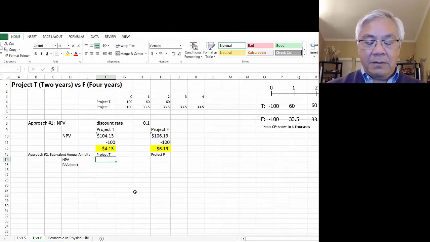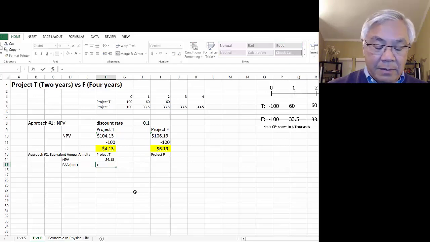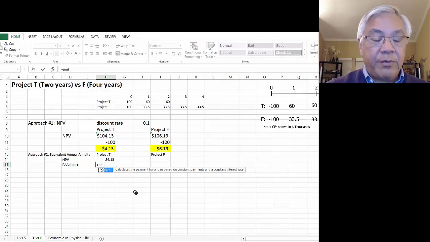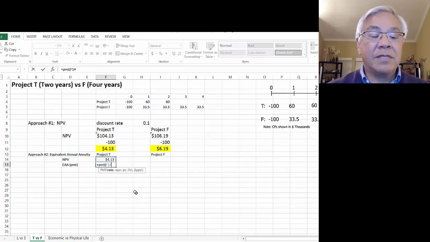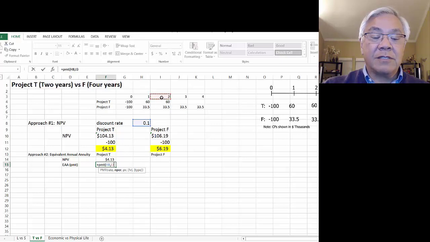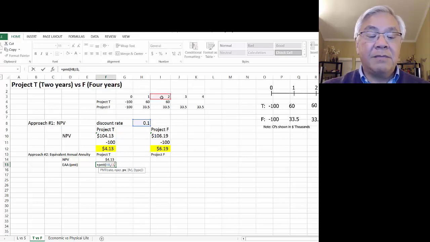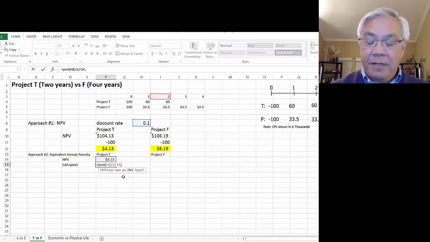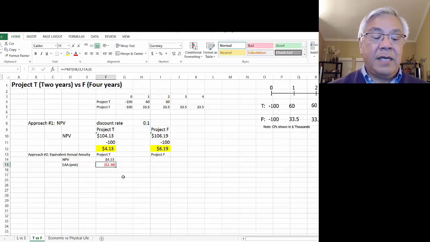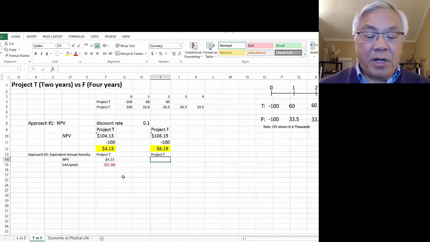That may help. So the NPV we already determined was $4. And the EAA is, okay, if I want to figure out the payment, PMT, open parens, the rate is 10%. That's right there, comma, what is the number of periods, and in the case of this project, it's 2 years, comma, what's the PV, it's this number, the NPV, comma, what's the FV? 0, close parens. So the answer is $2.38.